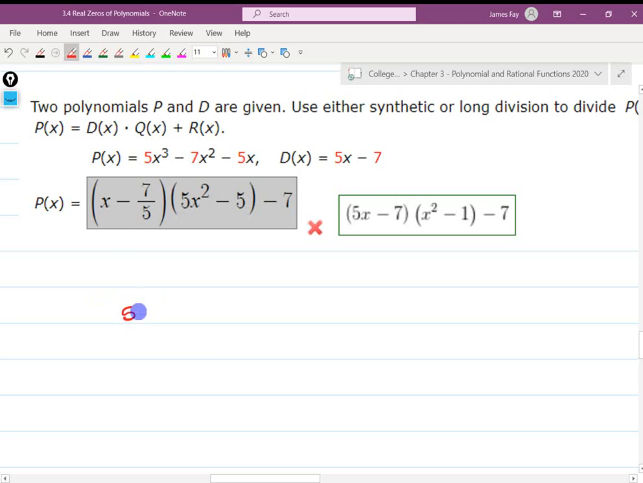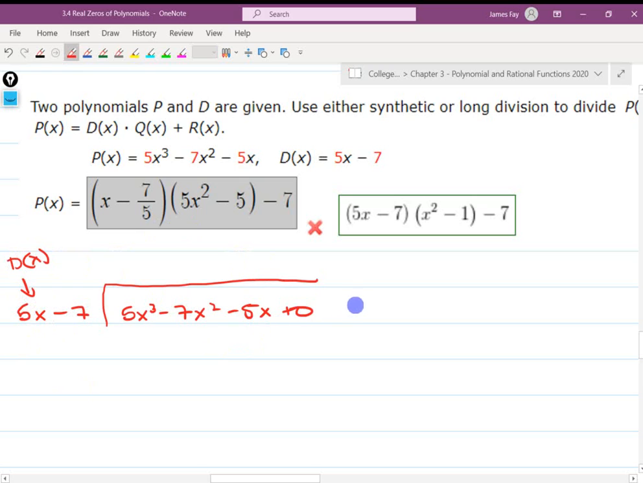So if I go 5x cubed minus 7x squared minus 5x plus 0, right? Do long division. So what am I going to put out here? 5x minus 7. So that's my d of x. And this is obviously p of x. Okay? What needs to go right here? Put x squared there. So when I multiply by 5x, I get 5x cubed. Multiply by 7, I get negative 7x squared.